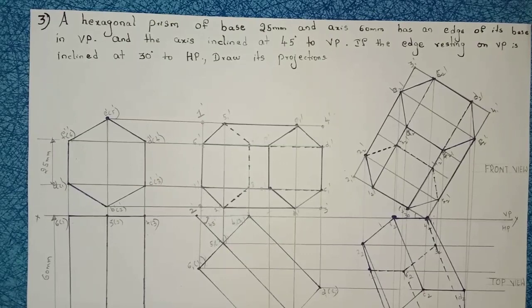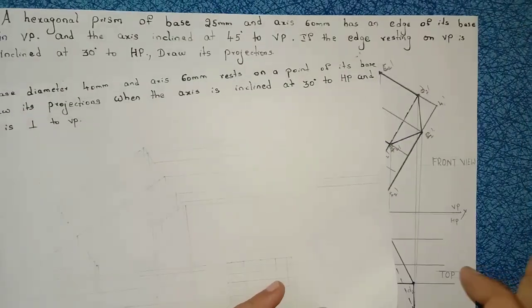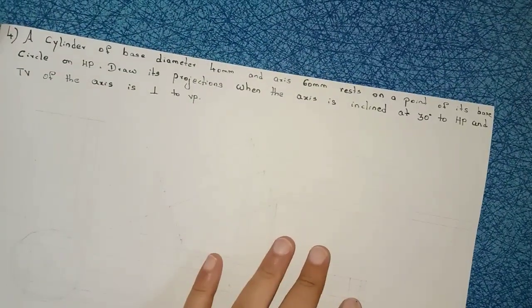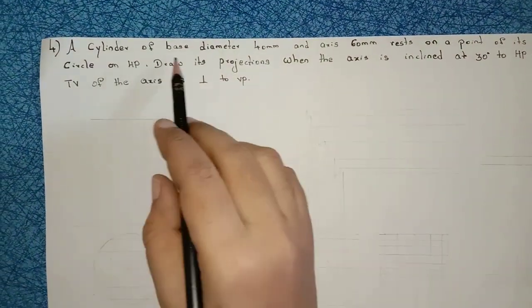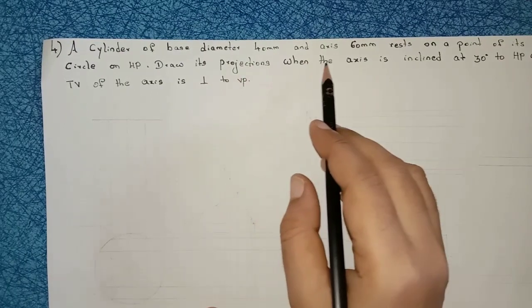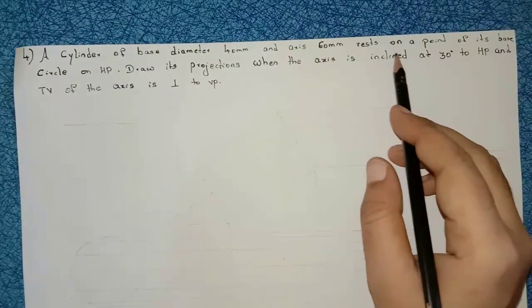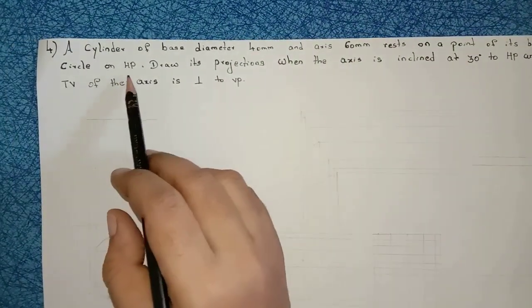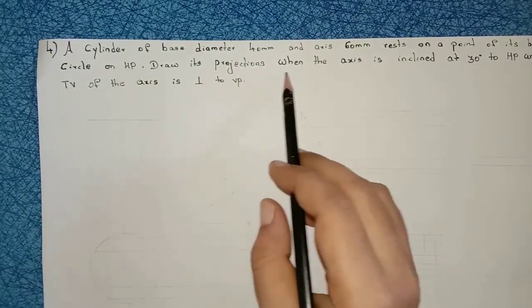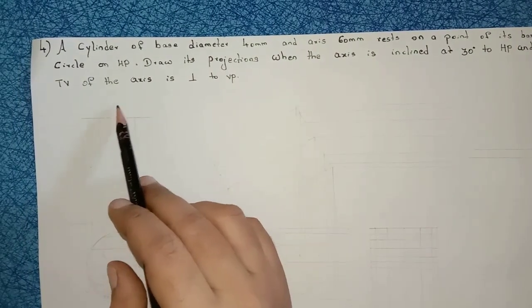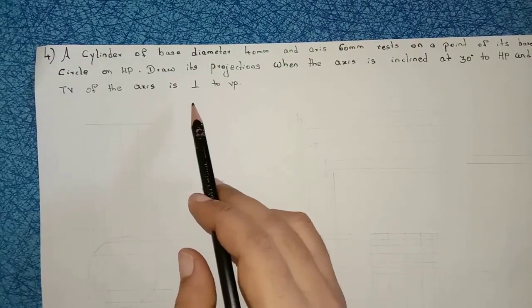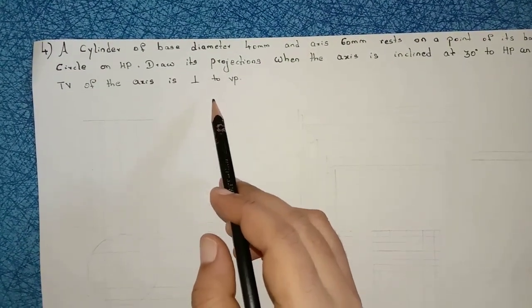So let us see the last problem. A cylinder of diameter 40 mm and axis 60 mm rests on a point of its base circle on HP. Draw its projections when the axis is inclined at 30 degrees to HP and the top view of the axis is perpendicular to VP. Now this is the question.